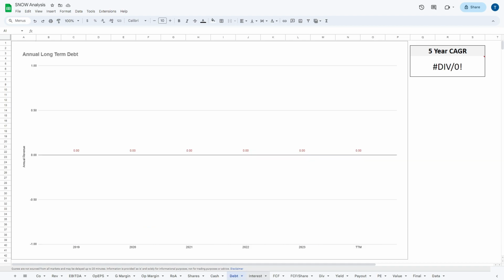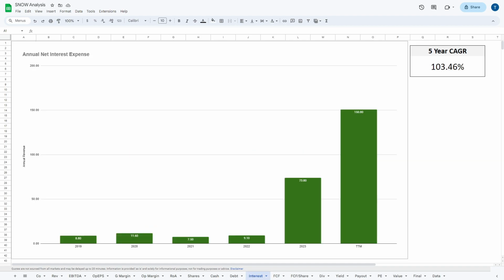Snowflake does not carry any long-term debt, so that makes its net annual interest expense very positive because they're only making money from the cash that they hold, and they don't pay any of that back in interest expenses. That's really nice to see, and honestly, I wish I could make $150 million in interest in the last 12 months too.